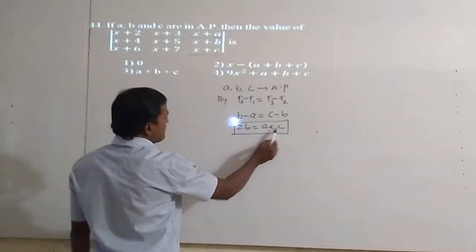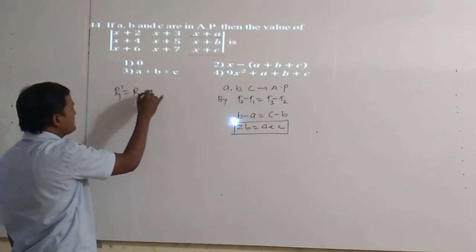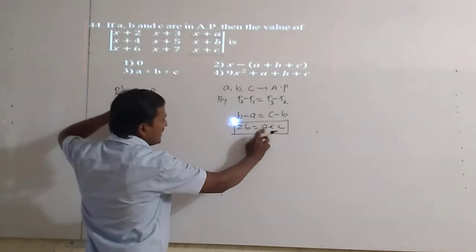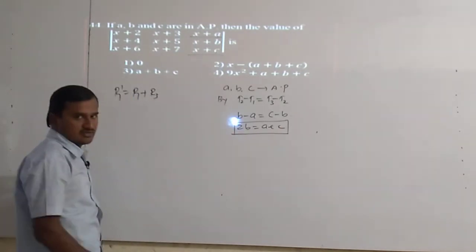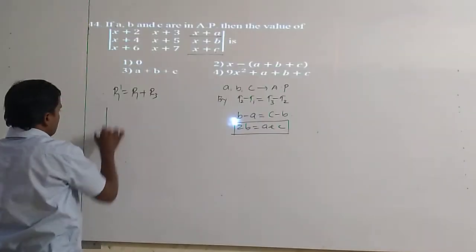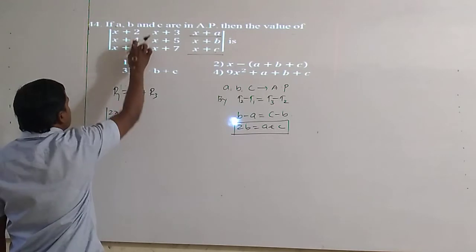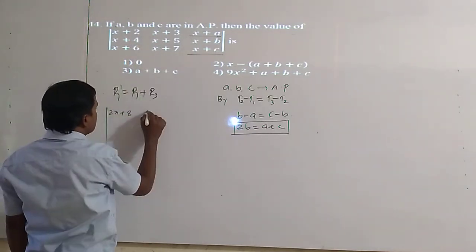So to make a plus c, I will apply the operation R1 dash equal to R1 plus R3, right? By applying this directly I will get a plus c. In this place I will just replace the value 2b. So therefore here R1 plus R3, x plus x is 2x, and here 6 plus 2, that is 8. Here it is 2x plus 10.